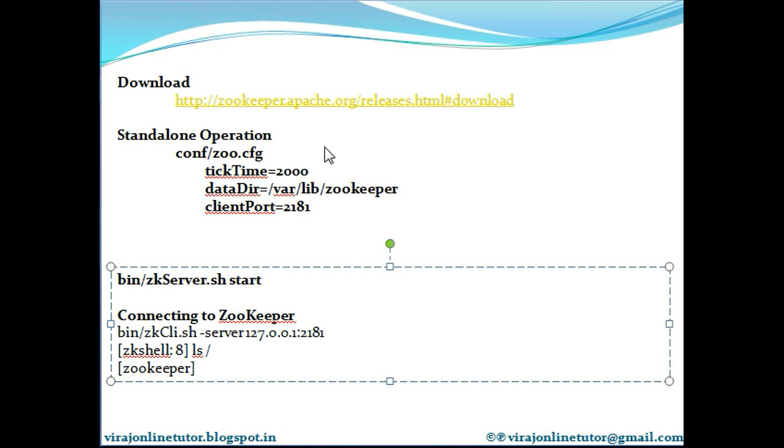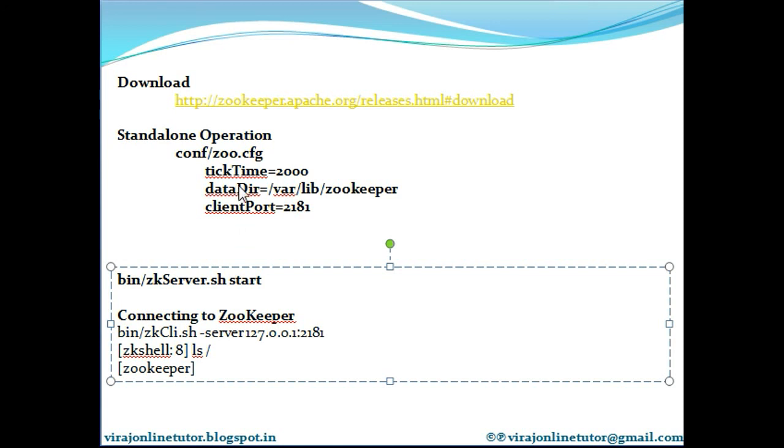To start the Zookeeper, you need a configuration file which is named here called zoo.cfg. It is placed in the conf folder of the unpacked release. In this zoo.cfg, there are three important parameters which I have highlighted.